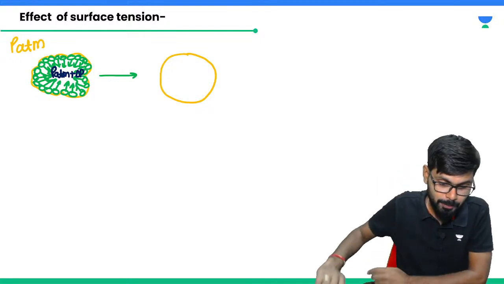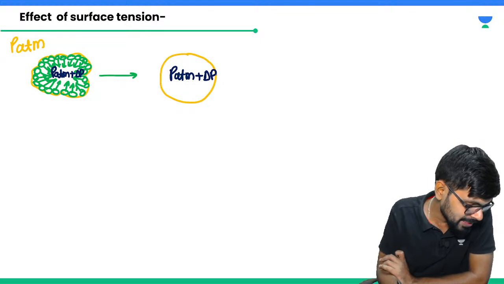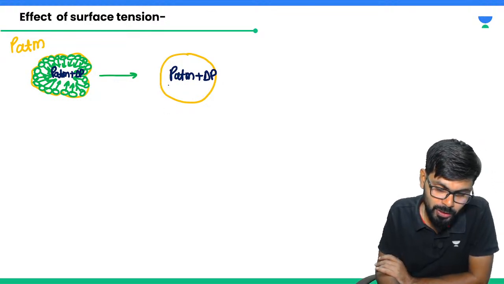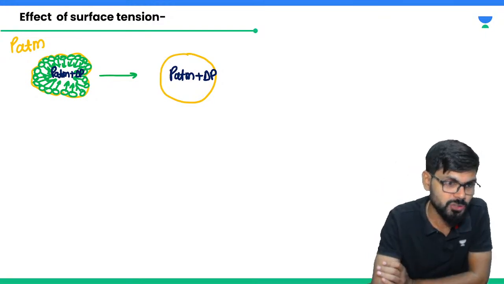One very important point, the pressure here will be PATM plus delta P. So what is this extra delta P? What is the extra delta P? That we need to find out. Clear hai beta? Just note down these points.